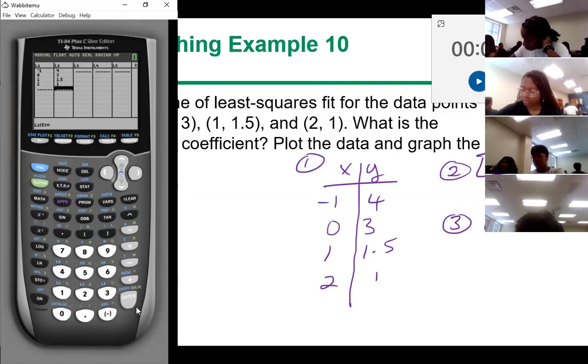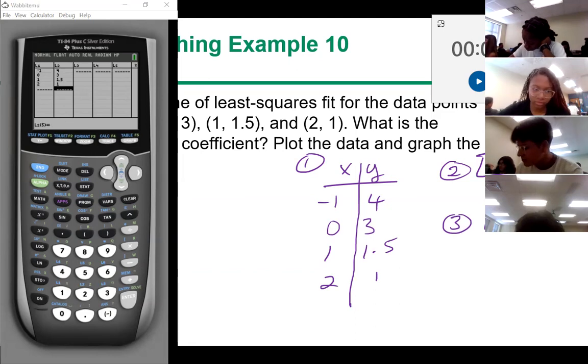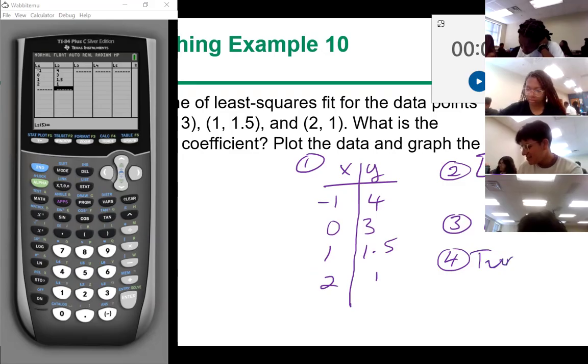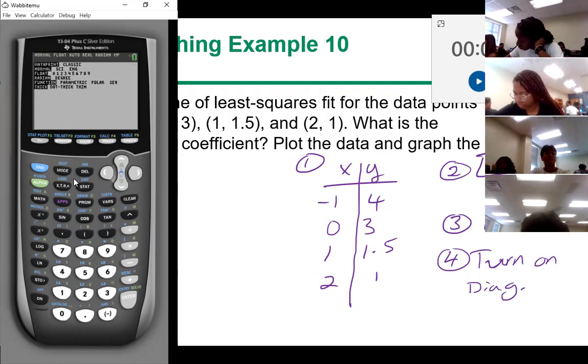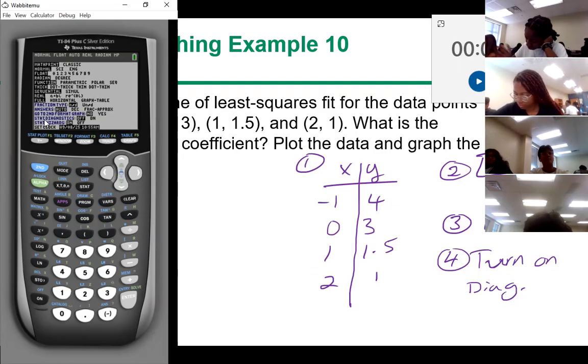Okay. So with the new calculators, in order for us to be able to see our correlation coefficient, we actually have to turn it on, which is kind of weird to say. So we're going to turn on our diagnostics. To turn on the diagnostics, we have to press mode. Do you see where it says stat diagnostics? You're going to scroll down here to where it says Stat Diagnostics, and you're going to turn it on.